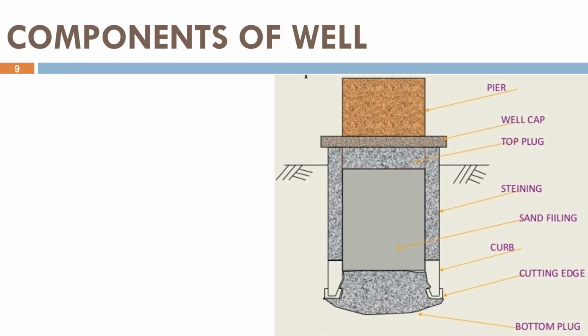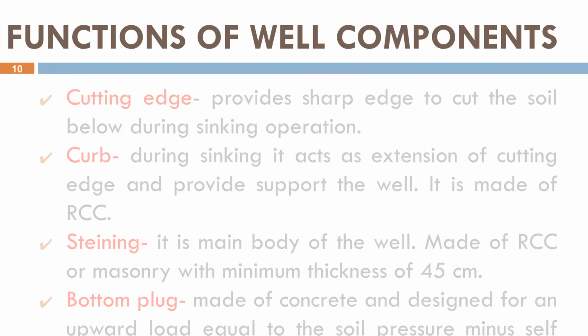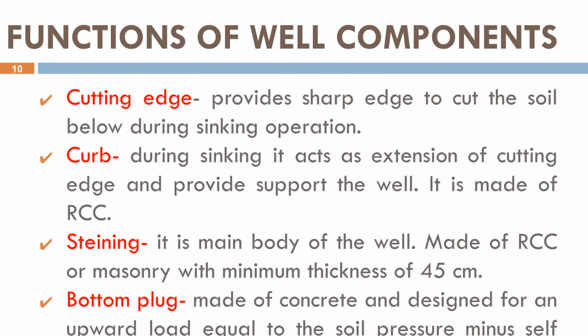An open caisson consists of several important components: cutting edge, well curb, steining, bottom plug, top plug, well cap, sand filling. Each component has a specific function in ensuring safe sinking and load transfer. The cutting edge is a sharp steel edge that cuts through the soil during sinking. The well curb, usually made of reinforced concrete, supports the cutting edge and guides the sinking process. The steining forms the main body of the well and is generally made of RCC or masonry.